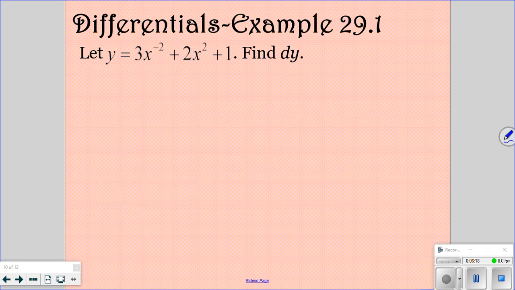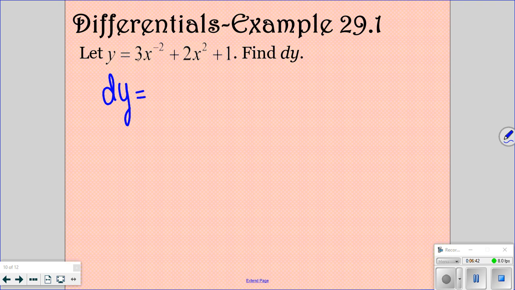So we're going to look at an example. We have a function y equals 3x to the negative 2, minus 2x squared plus 1. And we want to find dy. So that means take the differential. Take the derivative with respect to y. That's how derivatives and differentials are related. All right, so the derivative of y is dy.